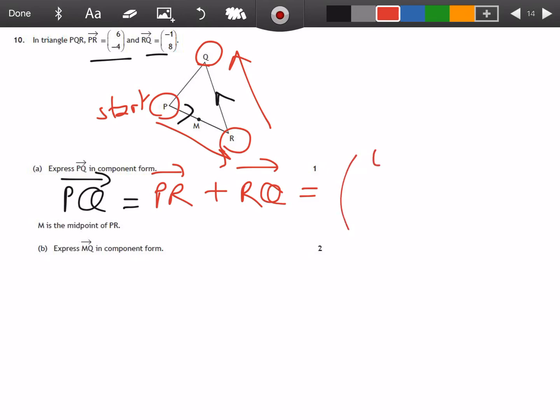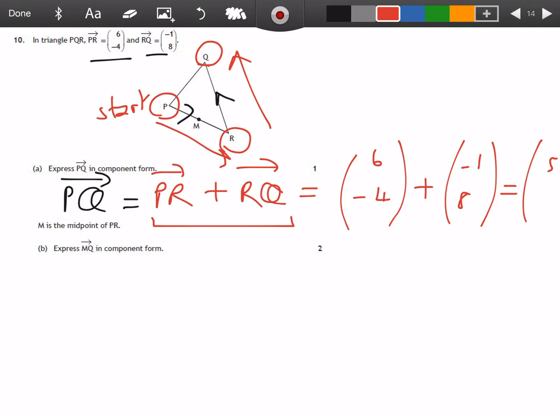PR was (6, -4). RQ is (-1, 8). We just add them. This bit here is not needed, okay? Add them together. 6 add negative 1 is 5, 6 take 1. Negative 4 add 8 is 4. So (5, 4). Okay, that's your answer.